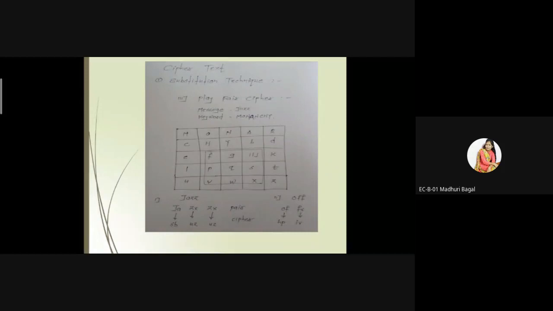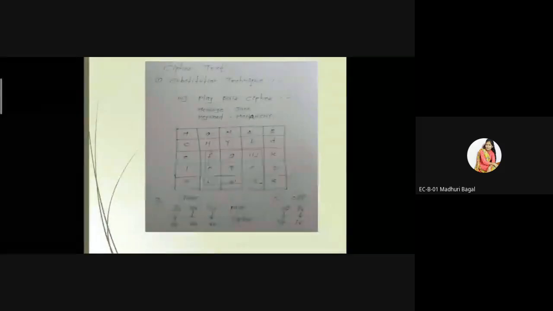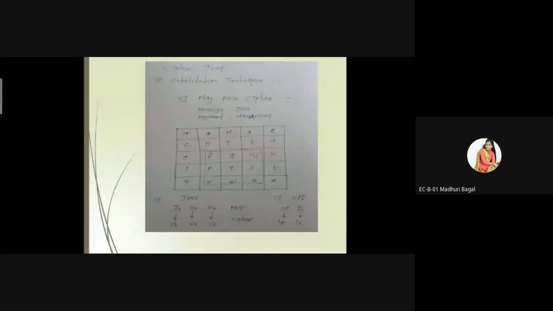Yes. Yes, what is the second rule? Okay, wait a minute.